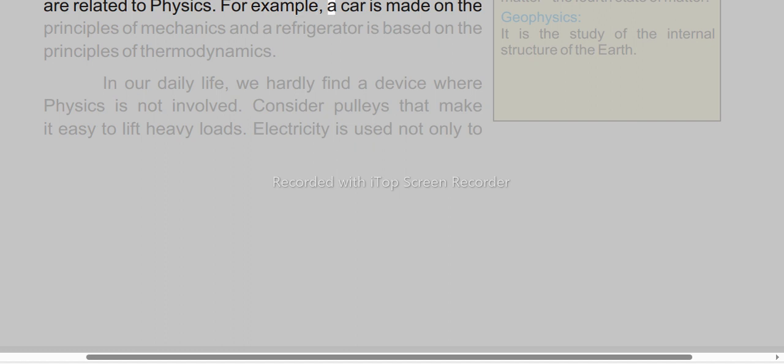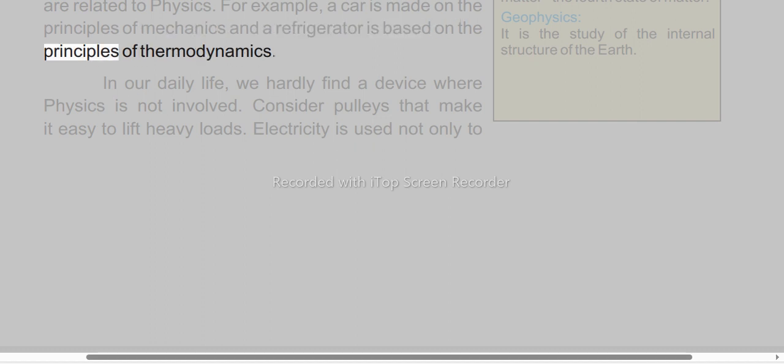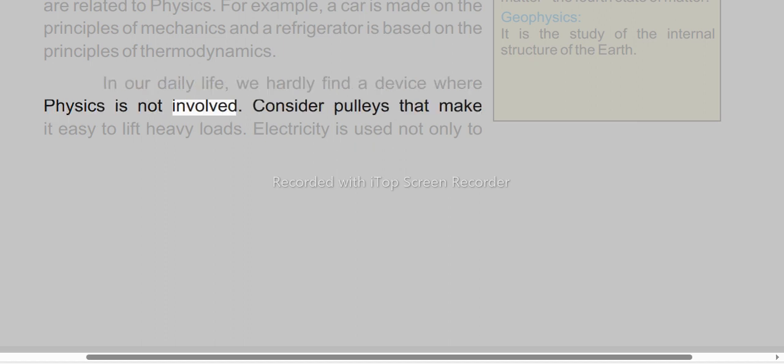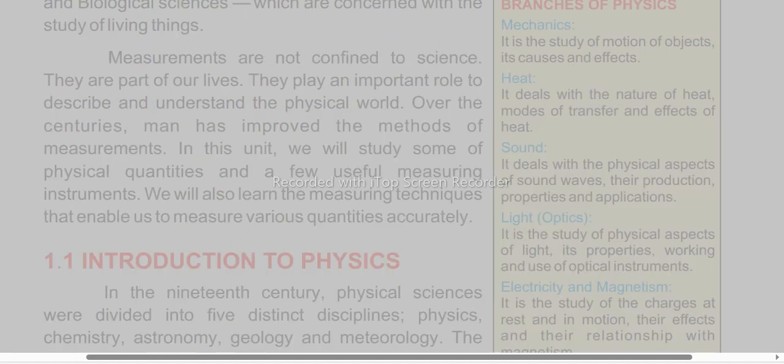For example, a car is made on the principles of mechanics, and a refrigerator is based on the principles of thermodynamics. In our daily life, we hardly find a device where physics is not involved. Consider pulleys that make it easy to lift heavy loads. Electricity is used not only to... Branches of physics.